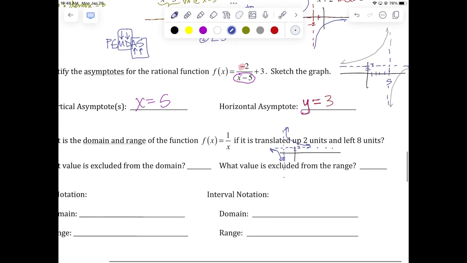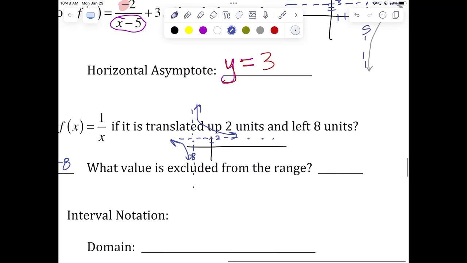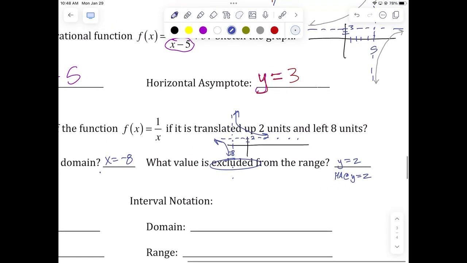So what values are excluded from the domain? -8. I'll put x equals -8. And then what value is excluded from the range? 2. Y equals 2. Now notice I didn't put y not equals 2 because it already says excluded. Y equals 2 is excluded. If it asks you for the range, you would say y cannot equal 2. Okay, subtle difference in wording there. And of course, let's just go ahead and fill this out here. There's a horizontal asymptote at y equals 2, and there's a vertical asymptote at x equals -8.